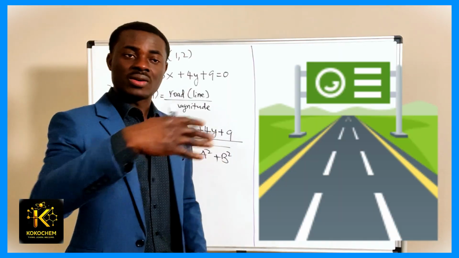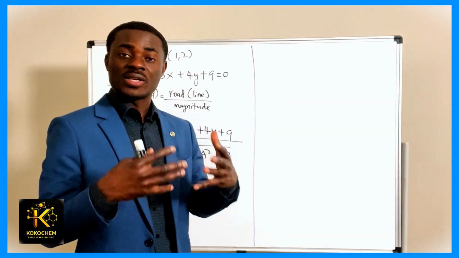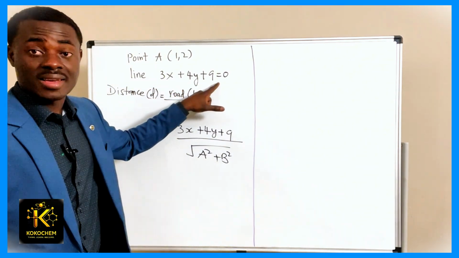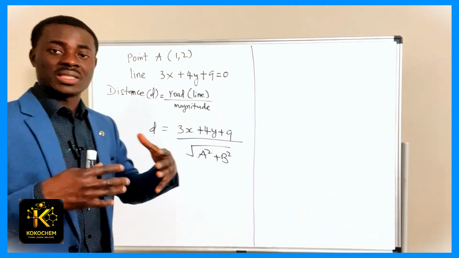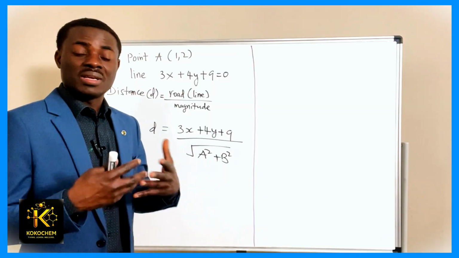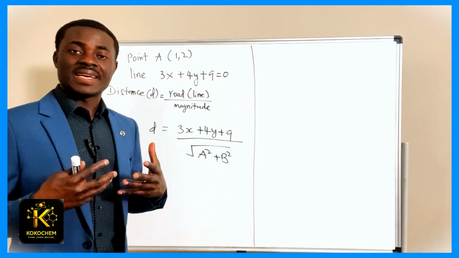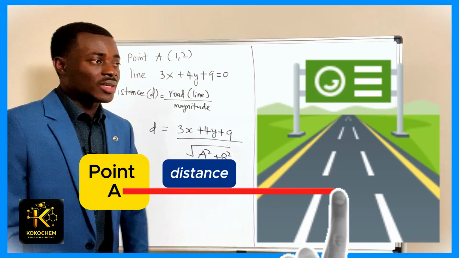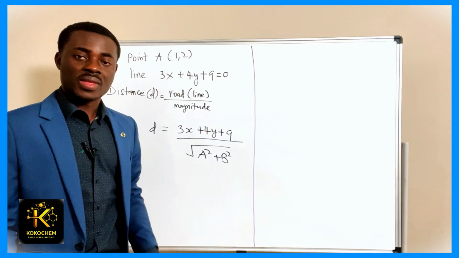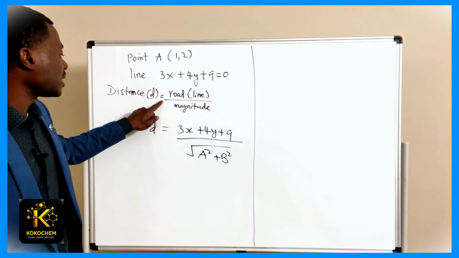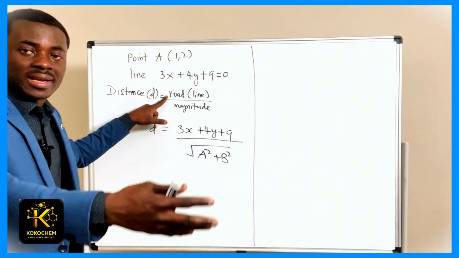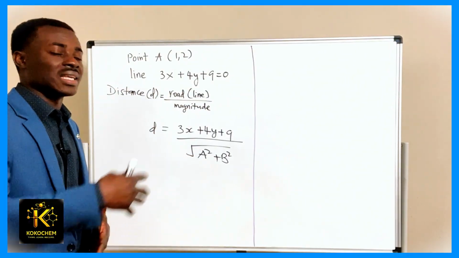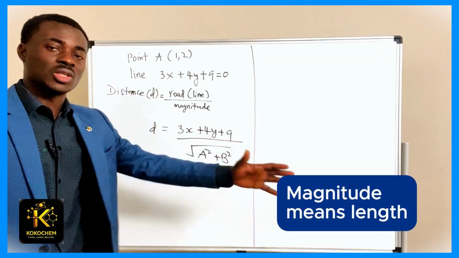The road that we are looking at is represented by the equation of the line 3x + 4y + 9 = 0. So the question is asking you to calculate the distance. Basically, what that means is: what is the shortest distance from where you are standing, the point A, to that straight road? The formula for distance is the equation of the line divided by the magnitude. When we say magnitude, what is the length from where you are standing to the straight road?